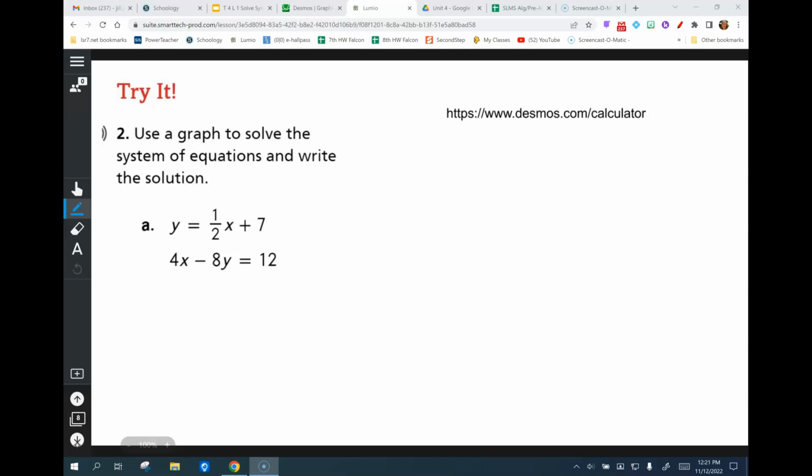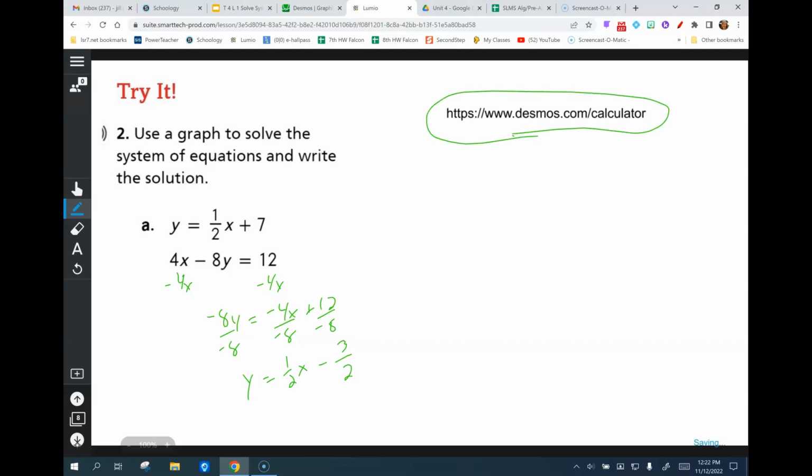Okay, so this one, no problem, y equals 1/2 x plus 7. But look at the second one. If I have to solve for y, I'm going to subtract 4x from both sides. So I get negative 8y is equal to negative 4x plus 12. Divide by a negative 8. Well, that first part is no problem. We're going to have a 1/2 x minus, and then I divide both of these by a 4. I get a 3/2. I don't really like to graph those. And also, I want to make sure you know how to graph on Desmos Calculator. So we're now going to go back to those two original equations, and we're going to graph those on Desmos.